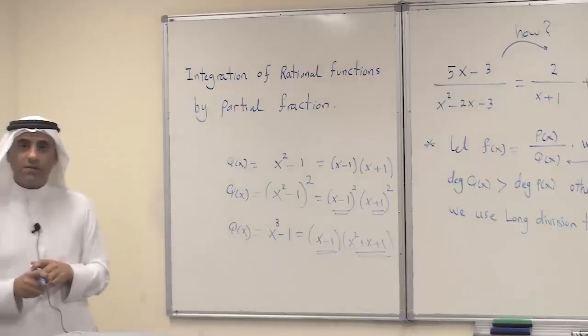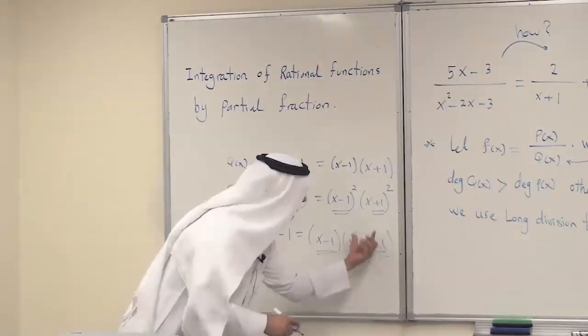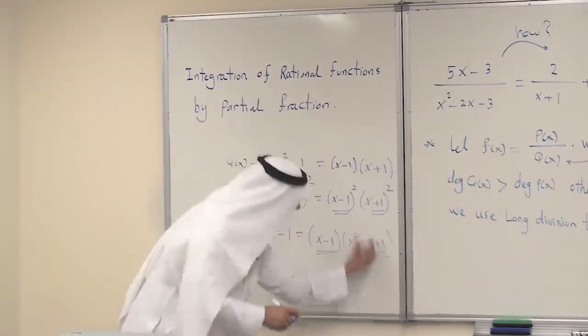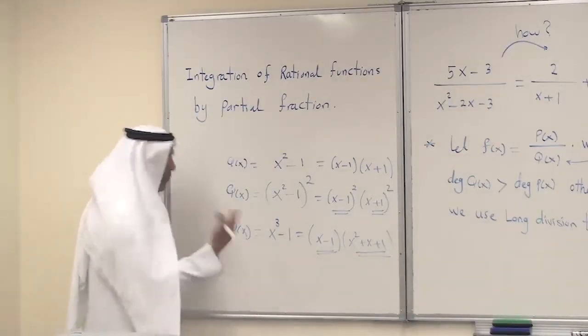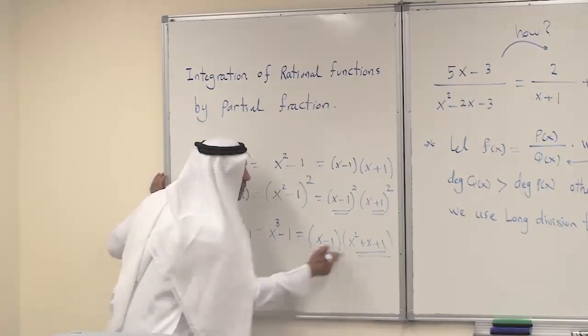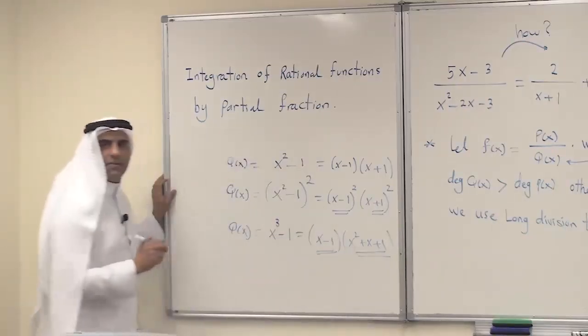This is not a linear factor. This is called a prime factor. You cannot factor it out over reals. This is not factorable over reals. So we said this polynomial is a product of linear factors together with a non-linear factor.